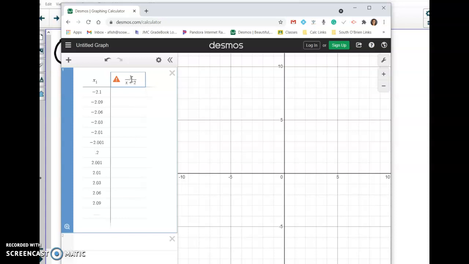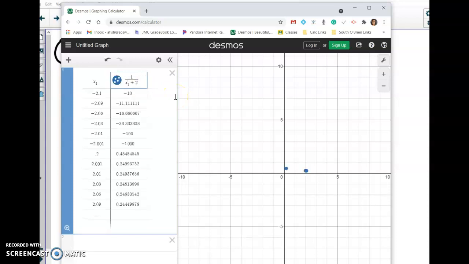However, it doesn't know what x you're referring to. See how this table is listed as x1? So you have to label this as x1 plus 2. And if you notice here, it gives me values. And those values are going to help me.